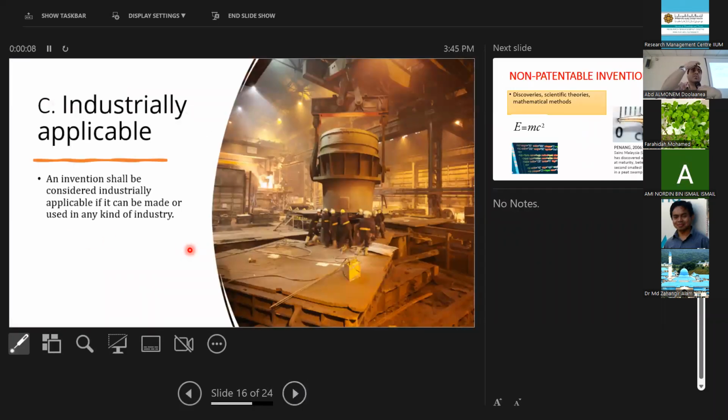Okay, the last feature for patentability is the industrially applicable or industrial application. An invention shall be considered industrially applicable if it can be made or used in any kind of industry. Usually there's no problem with this feature.